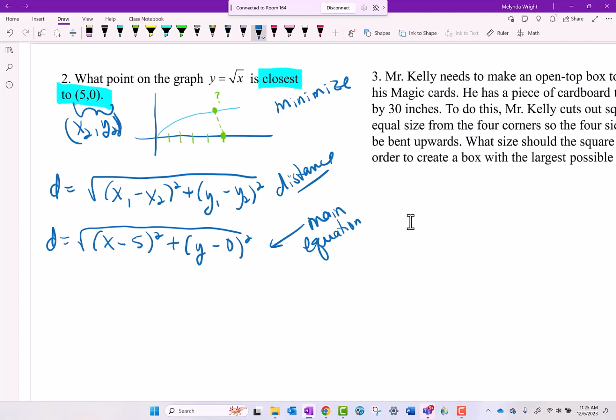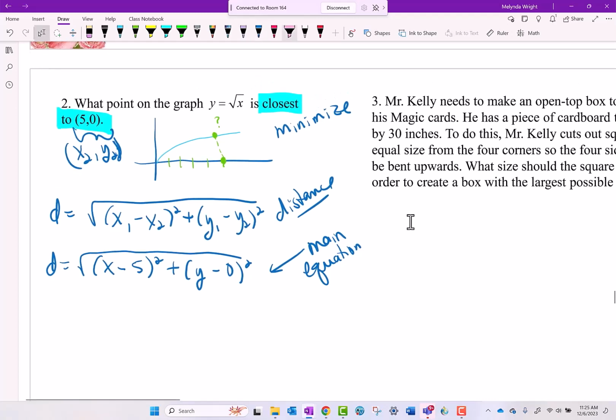So do you see an equation that we haven't used yet? This equation right here, we have not used it. I mean, we graphed it, but we haven't used it in our work yet. This one is our helper equation.